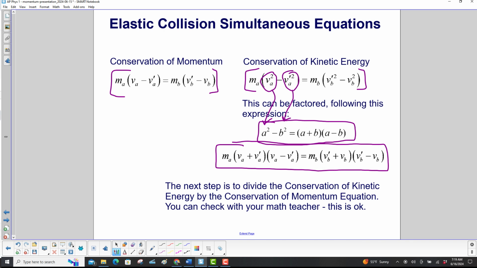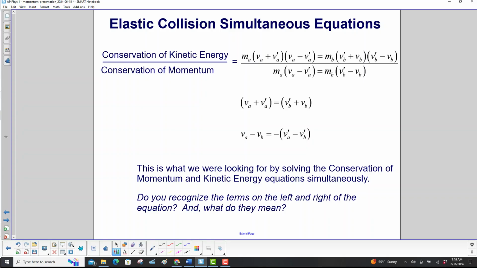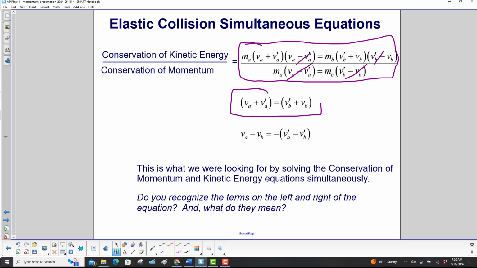The next step is to divide the conservation of kinetic energy, this equation, by the conservation of momentum equation, this one. You can check with your math teacher. This is okay. So here we go. We're dividing the conservation of kinetic energy by conservation of momentum. And what's canceling out here? This term and this term. And we're left with this equation here.